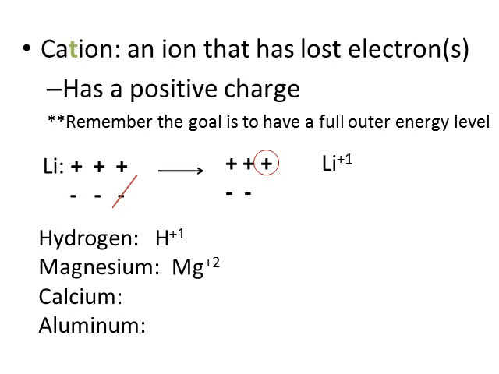Calcium is also in group 2A. Every element in group 2A has 2 valence electrons. It is easier to lose 2 electrons and become a +2 charge than it is to gain 6. Aluminum is in group 3A. It has 3 valence electrons and is easier to lose 3 electrons than gain 5. Therefore, overall, aluminum has a charge of +3.